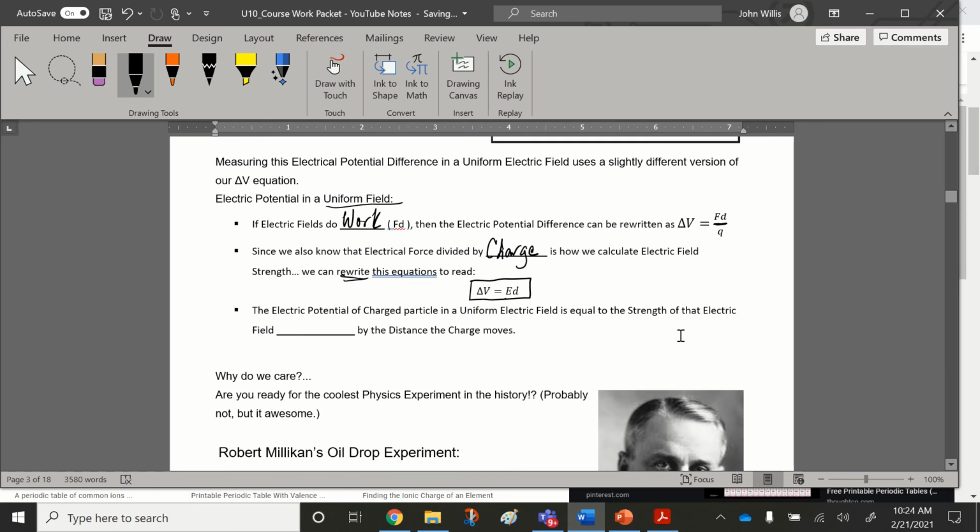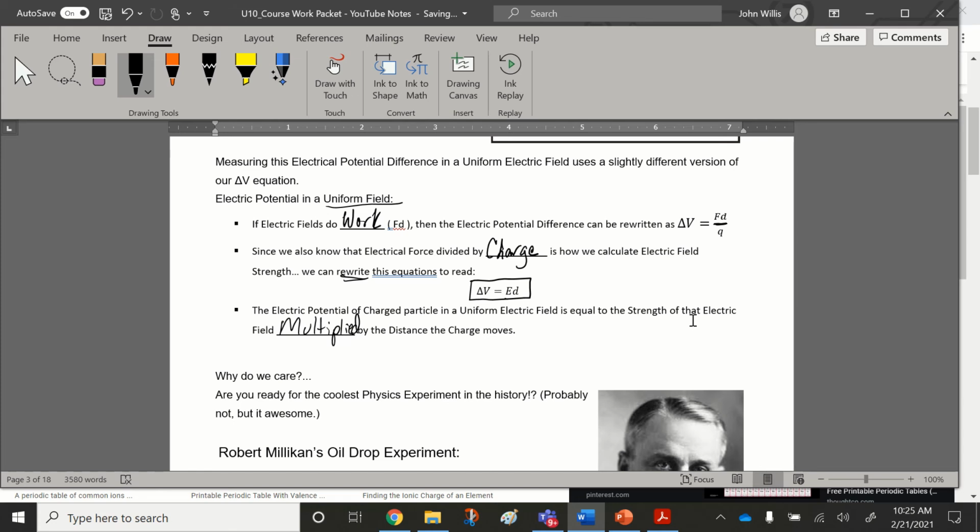Why are we even talking about these uniform electric fields? We're talking about it because this is probably one of the single best experiments that we've ever done as a species. Robert Millikan, ironically enough, I did some research, is not the guy that Millikan University is named after. It's spelled completely differently, which is a little upsetting.